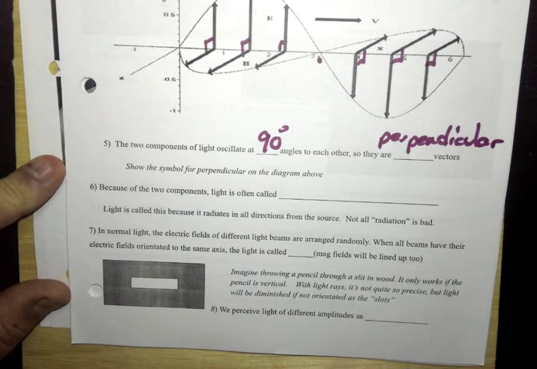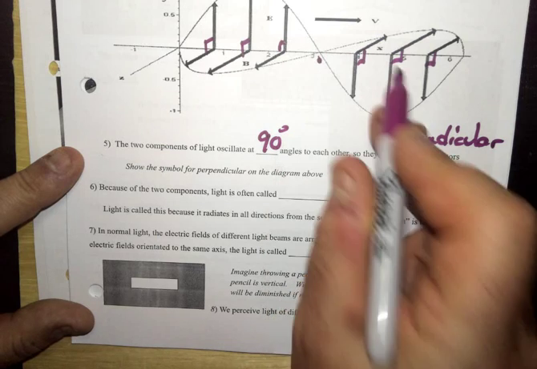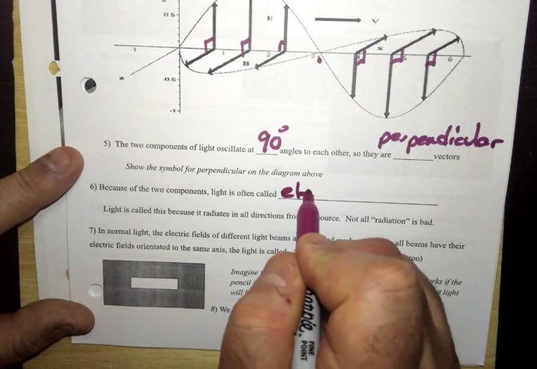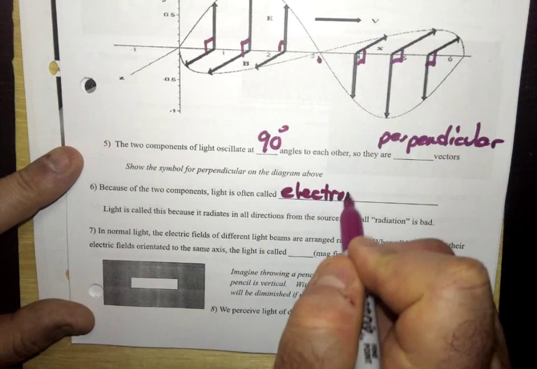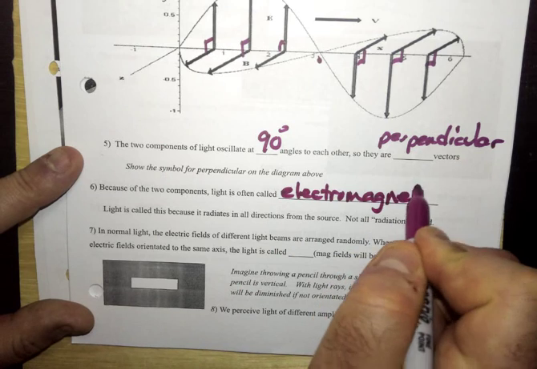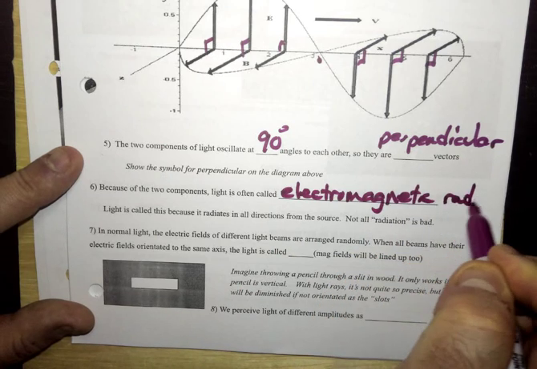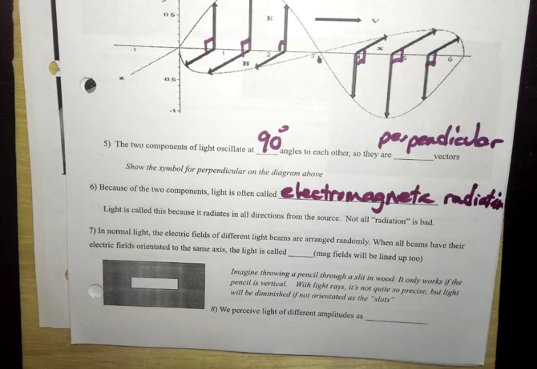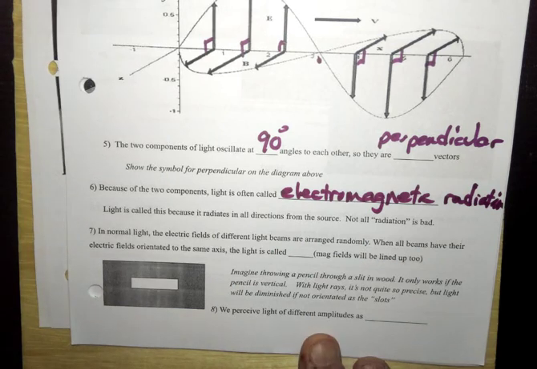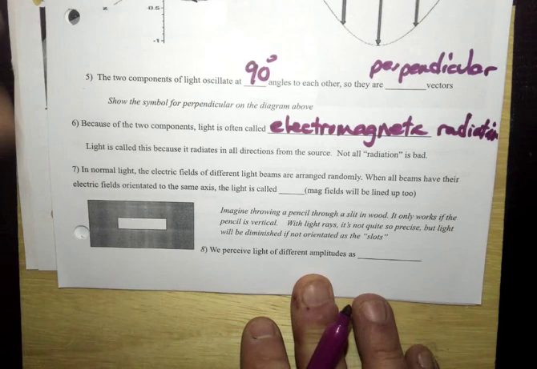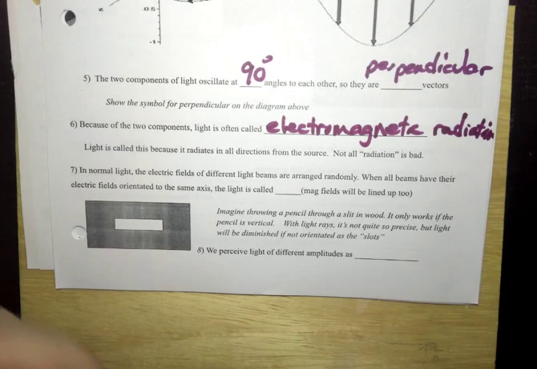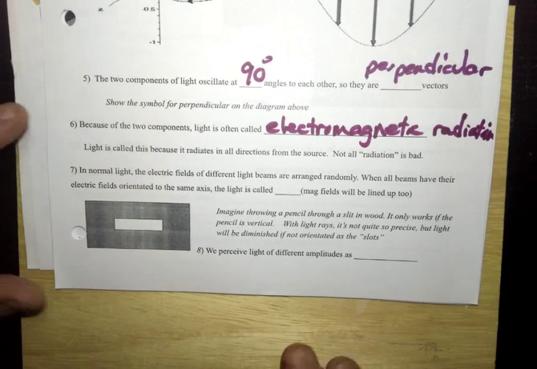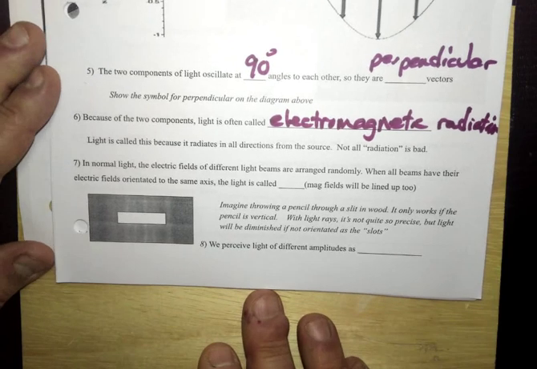Because of the two components, electric fields and magnetic fields, light is often called electromagnetic radiation. Light is called this because it radiates in all directions from a source. So not all radiation is bad. We talk about radiation usually with nuclear power plants, but there are other kinds of radiation too. Anything that radiates outwards, spreads out in all directions, is radiation.